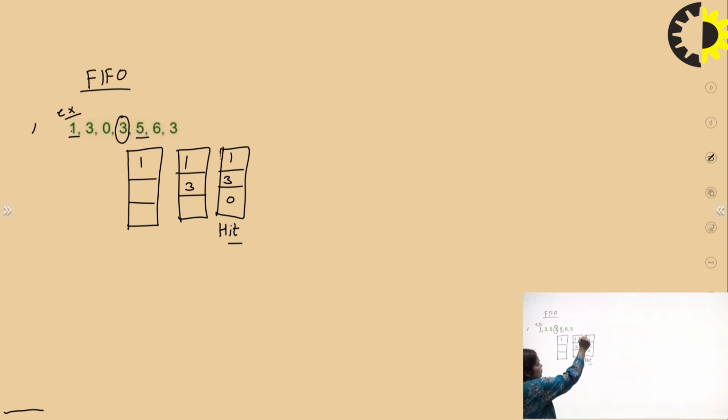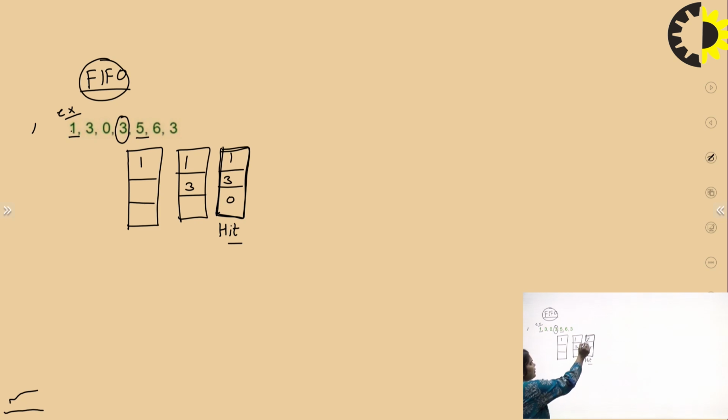Now, because this block has been filled, which particular page is going to be replaced? The technique is first in, first out. First in, first out means that the page which came into the memory first should be replaced.